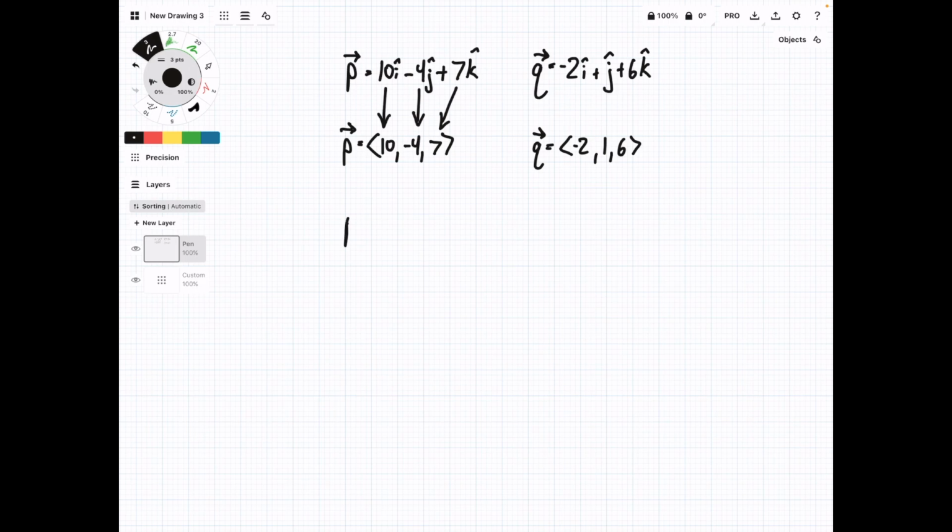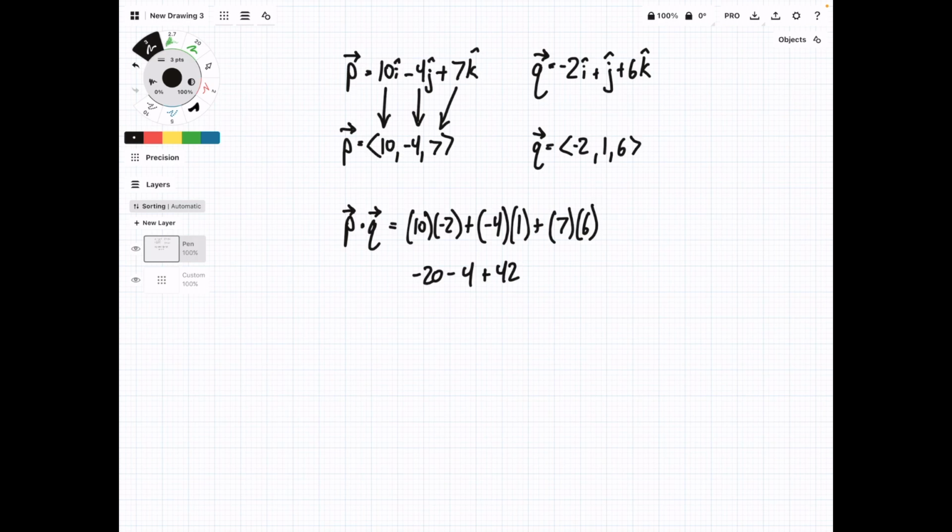So finding p dot q is simply a matter of multiplying the vx components, 10 times -2, then adding the product of the vy components, -4 and 1, and then finally adding the product of the vz components, 7 and 6. So this is going to be -20 minus 4 plus 42, and it comes out to be 18 as our dot product.